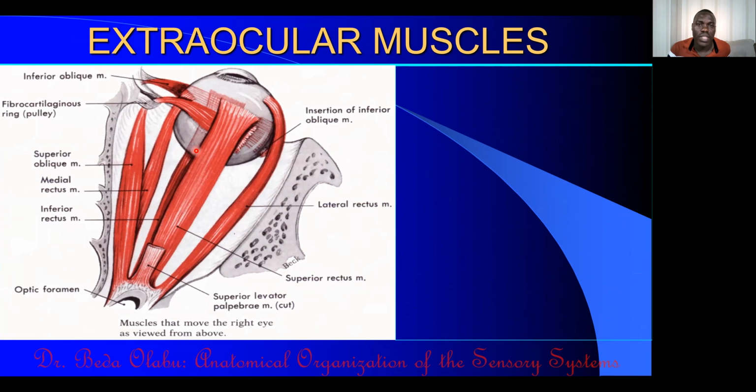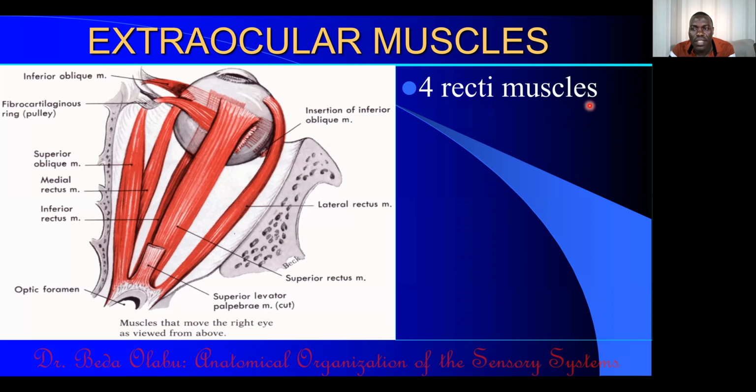Okay, let's talk about the extraocular muscles. Extraocular muscles are muscles outside the eyeball, but they move the eyeball or they move the eyelid, as opposed to intraocular muscles, which are muscles within the eye. We have 7 extraocular muscles. 6 of them move the eye, and 1 of them moves the upper eyelid.